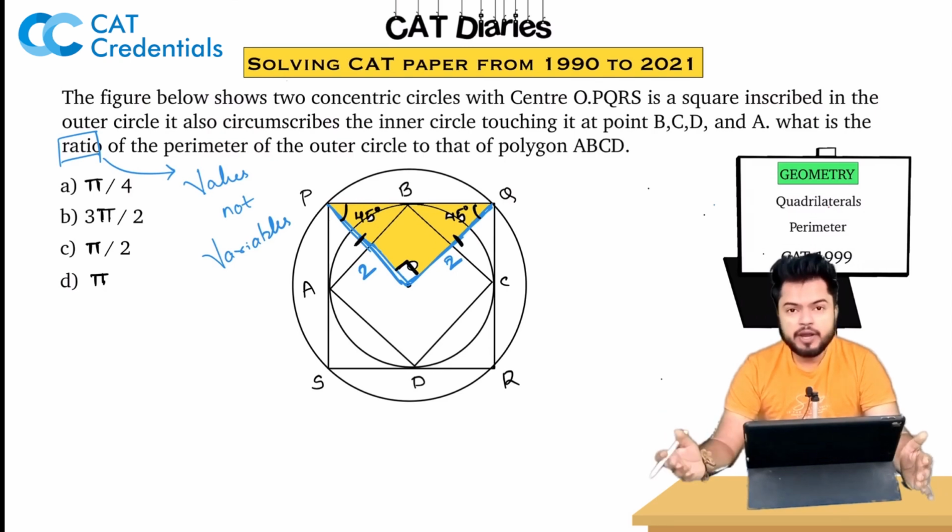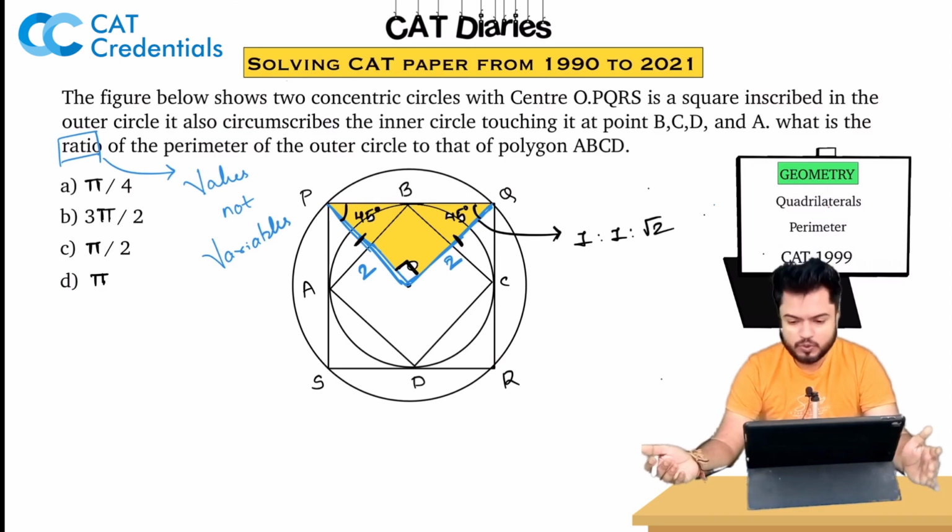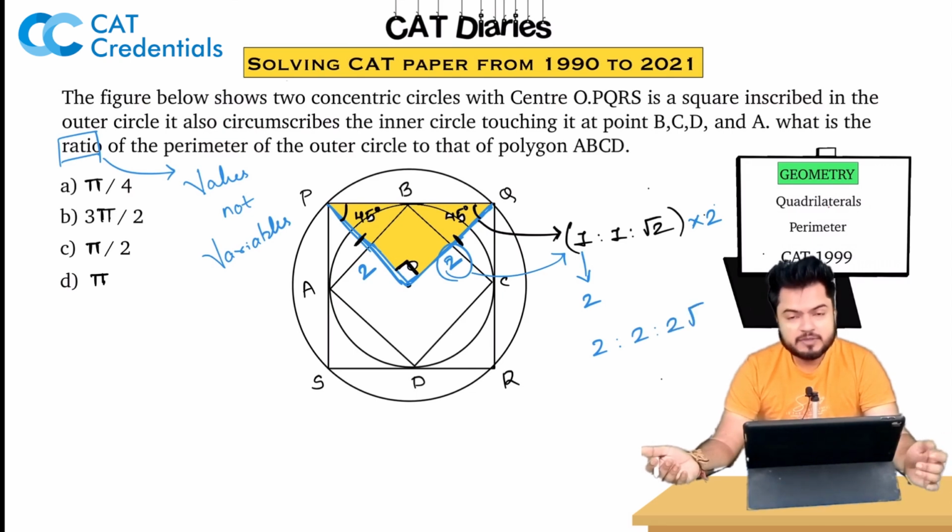Now, what do I know about the ratio of the sides of a 45-45-90 triangle? We had seen this earlier. The ratio is always 1 is to root 2, right? The side that is equal is given to me as 2. So if you multiply this ratio by 2, it becomes 2 is to 2 root 2. So this tells me that the side which I don't know here is 2 root 2. You can also apply the Pythagoras theorem and reach the answer, but this tells me that this side is equal to 2 root 2.